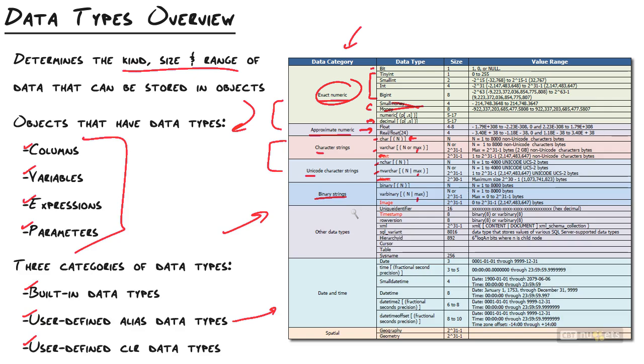Binary strings we're going to use for things like images, documents, audio, video, that kind of stuff. And again, image is deprecated because we can use max here on varbinary. But binary and varbinary work the same way as char and varchar.